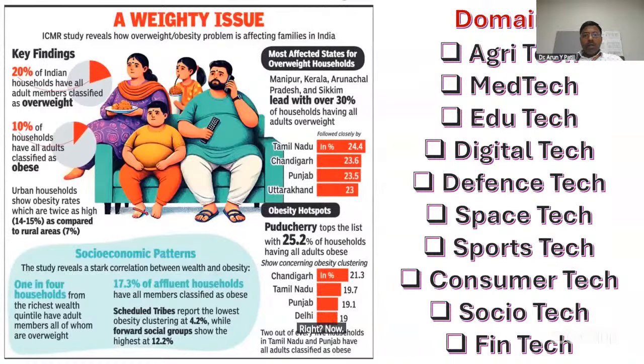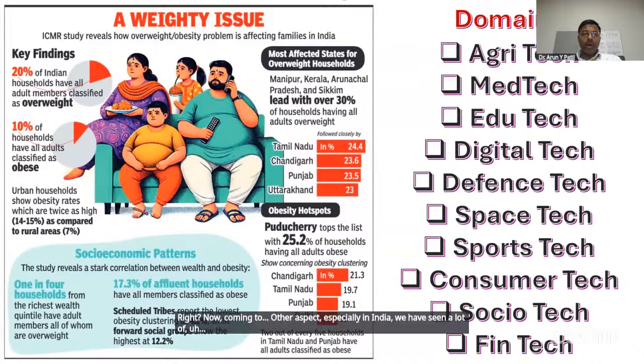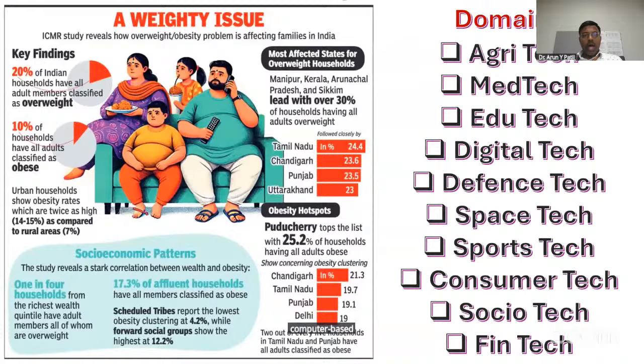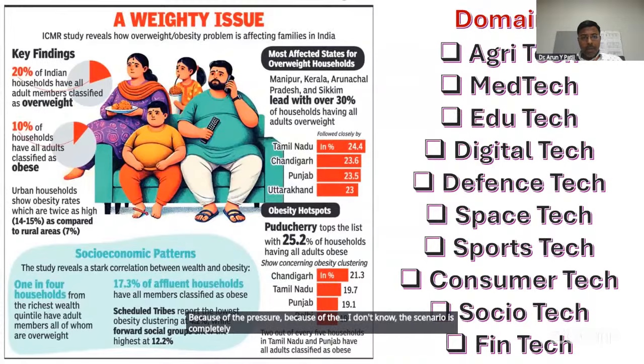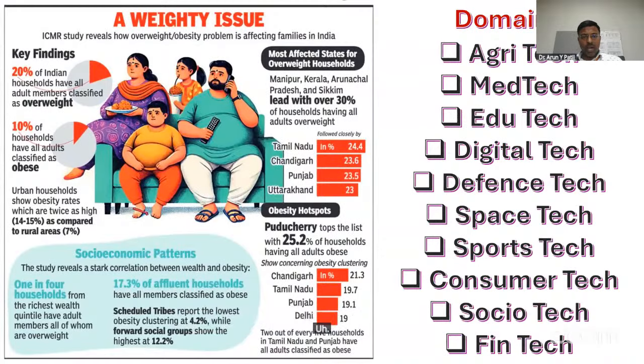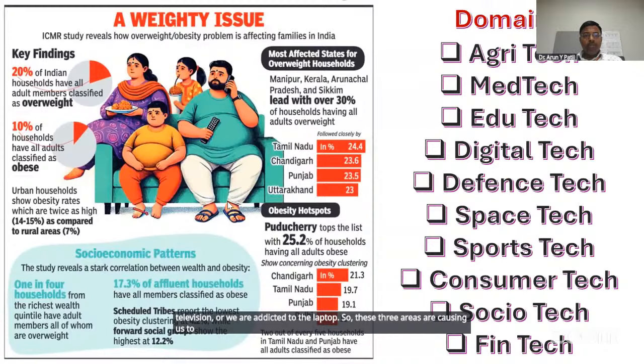Now coming to another aspect, especially in India, we have seen a lot of people working at a table, restricting themselves to only computer-based work, and there is no physical exercise because of the pressure. The scenario is completely changing because we are either addicted to mobiles, or television, or the laptop. These three are causing us to gain weight.